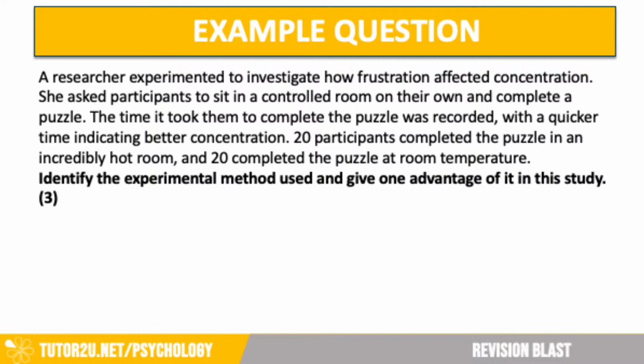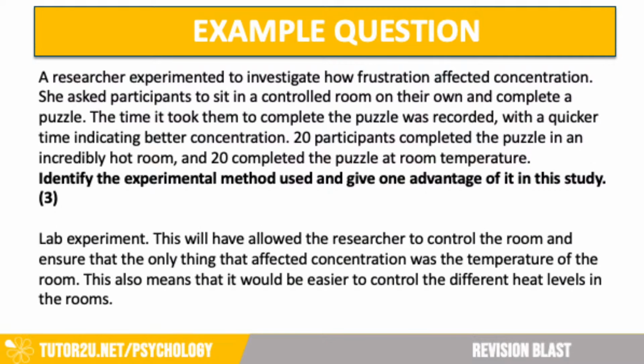This is what we're really, really looking for. So again, I think we're all pretty much, those of us that have answered this, on the same page with the method of it being a lab experiment. Really, really good. But how can we make that specific? Well, what we're going to say, this allows the researcher to control the room and ensure that the only thing that's affecting concentration is the temperature of the room. And that therefore means that it's going to be easy to control the different heat levels in the rooms. So again, that's completely contextualised, okay?